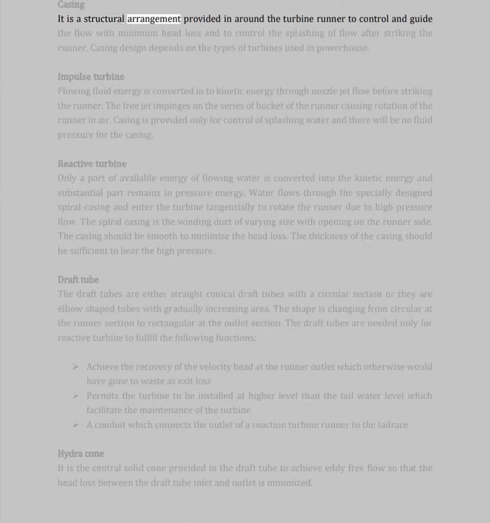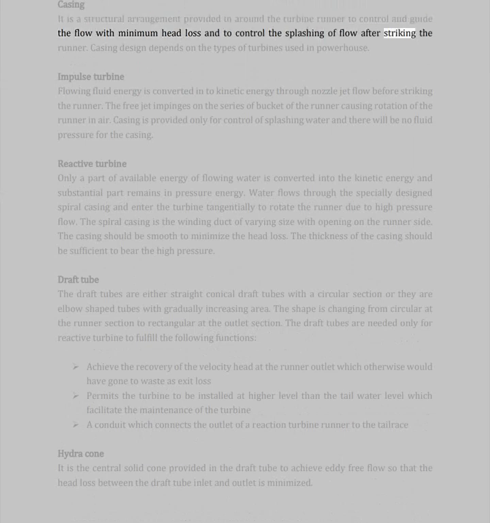Casing. It is a structural arrangement provided around the turbine runner to control and guide the flow with minimum head loss and to control the splashing of flow after striking the runner. Casing design depends on the types of turbines used in powerhouse.